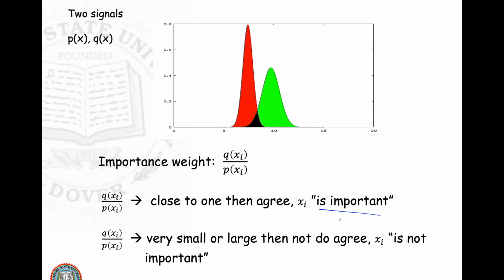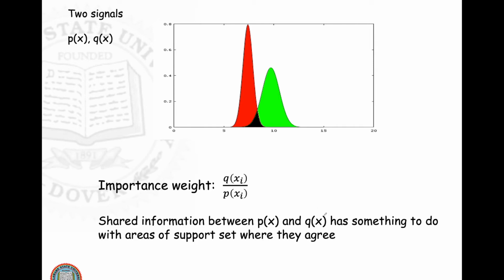That means this xi, this value, is not so important, because if it were important, it would show up the same way for many different distributions. And so this importance weight is a way, the idea of agreement on a particular value between two distributions, P of x and Q of x. It's a way of talking about shared information that P of x and Q of x have.